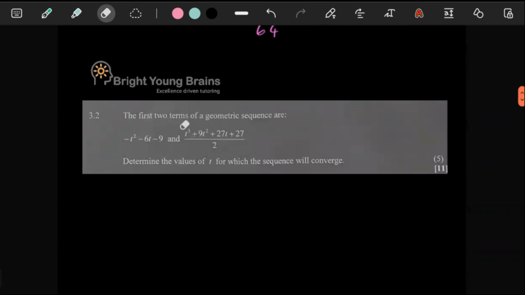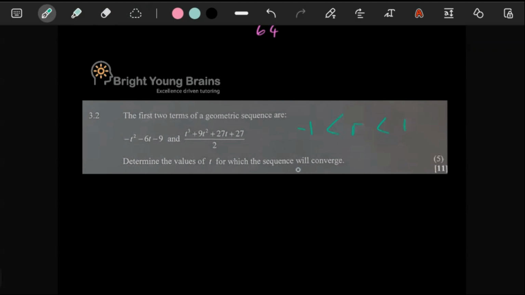3.2, the first 2 terms of a geometric sequence are this and this. Before I even look at the question, you don't want to work with these like this. You want to simplify it. This you clearly have to factorize. This you also have to factorize. It says determine the values of t for which the sequence will converge. So the sequence will converge where r is bigger than -1 or smaller than +1.